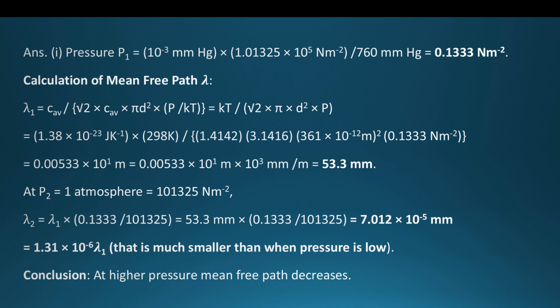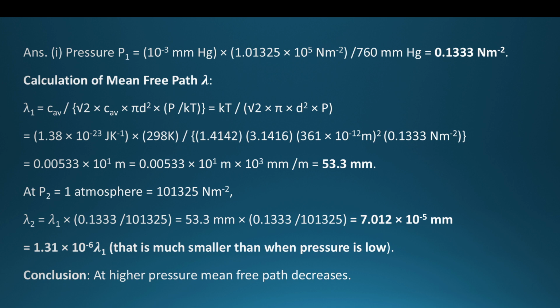First we convert pressure given in millimeter to Newton meter square scale. Calculation is then we calculate the mean free path lambda 1 equal to average velocity over under root 2 into average velocity into pi d square into P over kT. P is pressure, k is Boltzmann constant, T is absolute temperature, pi d square is cross section area, and C average is average velocity. When we put the relevant values in the equation, the result comes out to be 53.3 millimeter.